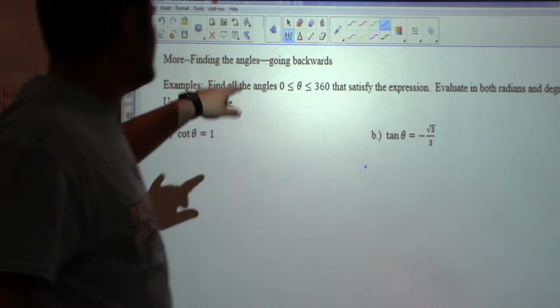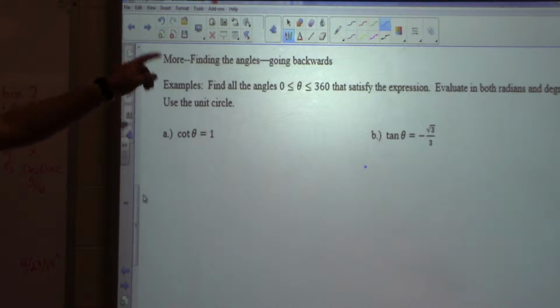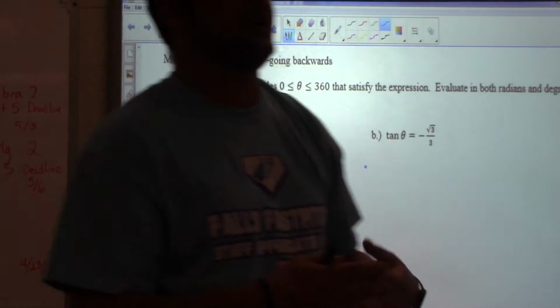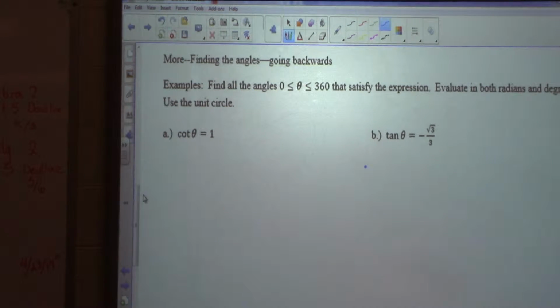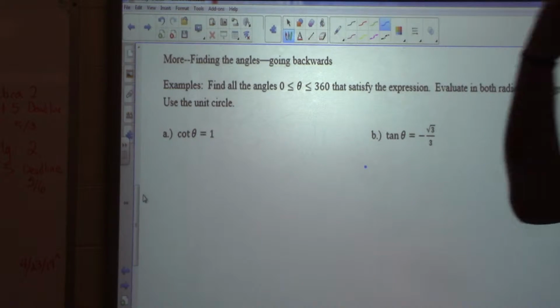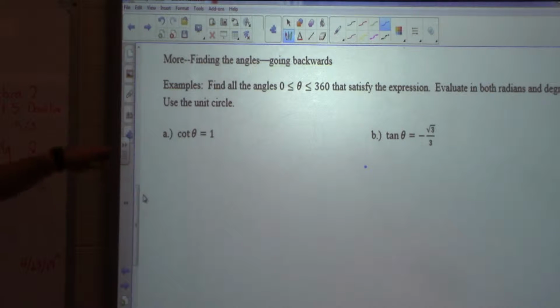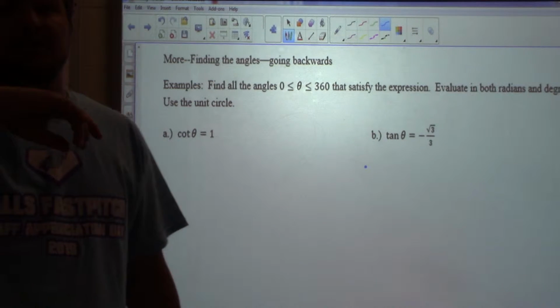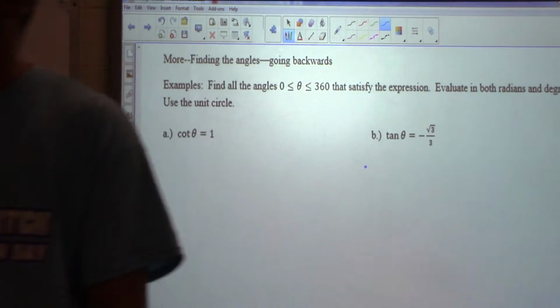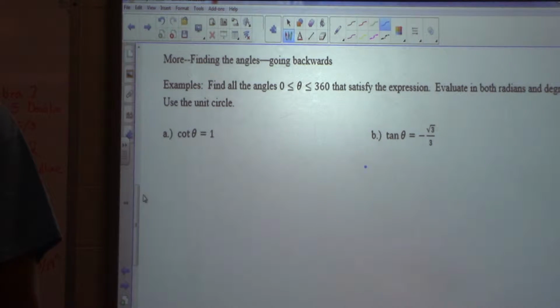So, first two. Cotangent and tangent, when you're looking for those angle measures, are special problems, right? Sine, cosine, cosecant, secant are pretty easy. Y, x, 1 over y, 1 over x. We're only dealing with one variable at a time for those. With cotangent and tangent, we're dealing with two variables at the same time. We're either doing x divided by y or y divided by x, right?